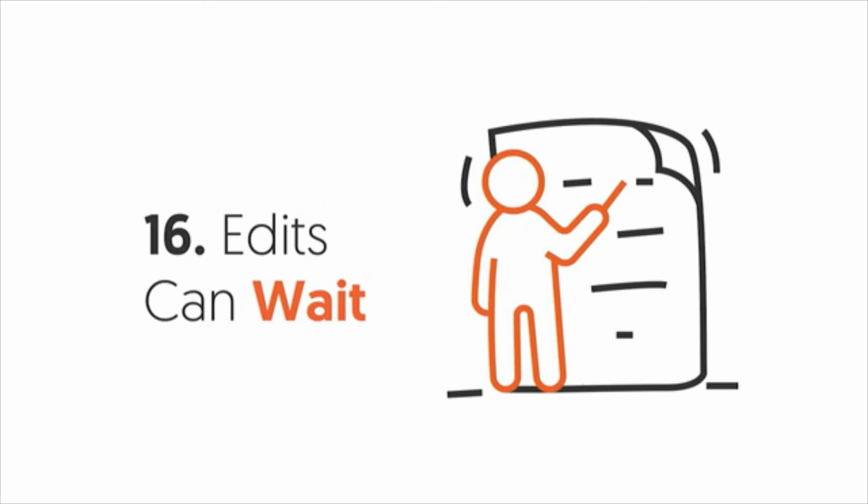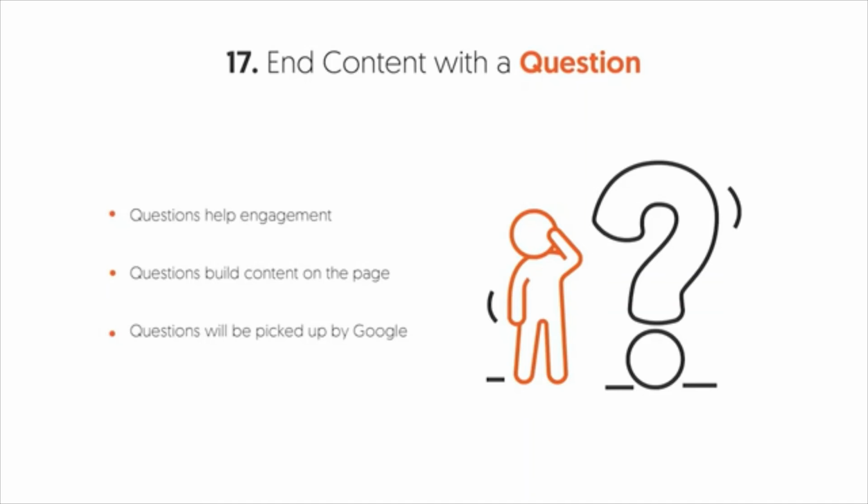16, edits can wait. Your piece doesn't have to be perfect. Heck, sometimes I publish things and then we go back and edit them later because we found that there was a lot of issues, or usually not actually a lot, but usually small issues, and we clean them up, and that's okay. 17, end with a question. And when they leave a comment, I make sure I respond to each and every single one.